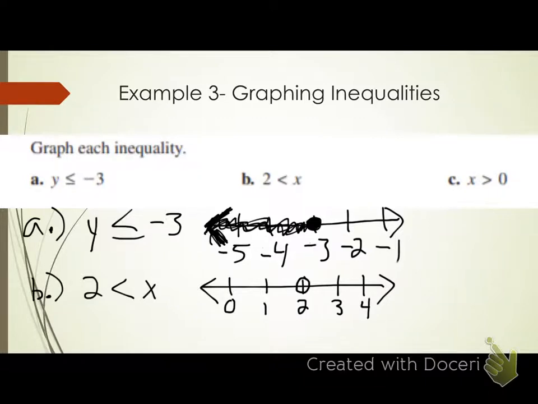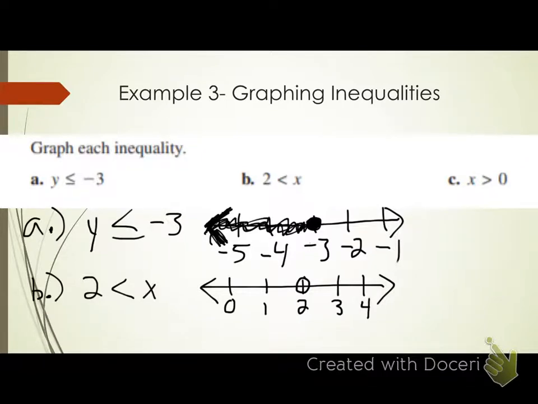And then which way am I shading? To the left? Who says to the left? Who says to the right? Why are we saying to the right and not to the left? Because it has to be greater than 2 in that way. Very good. We got to read it from our variable standpoint.